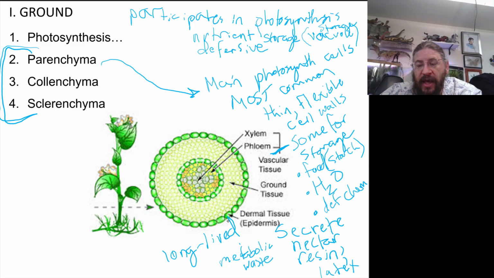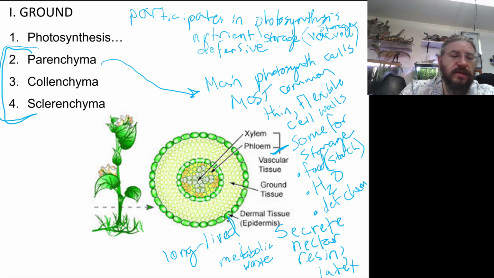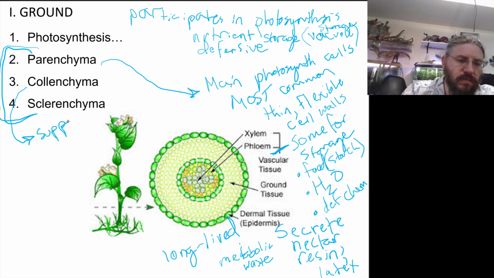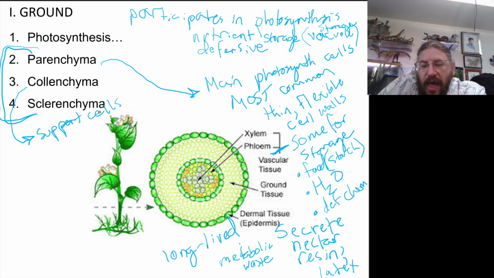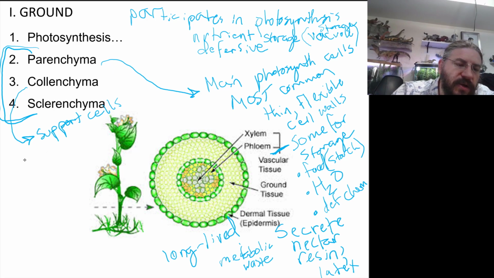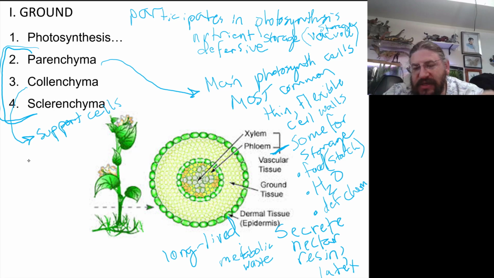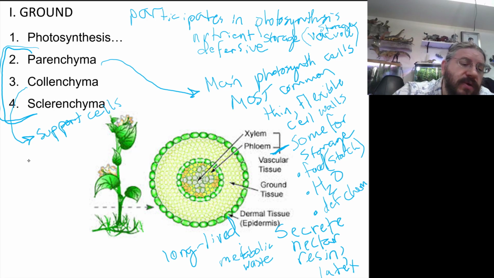Now it's time for collenchyma. Collenchyma are support cells. They allow a fair amount of elasticity. They have proteins, a lot of elastic fibers in there. So they promote elasticity.